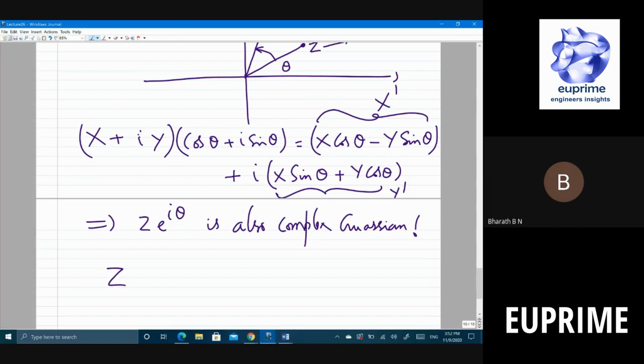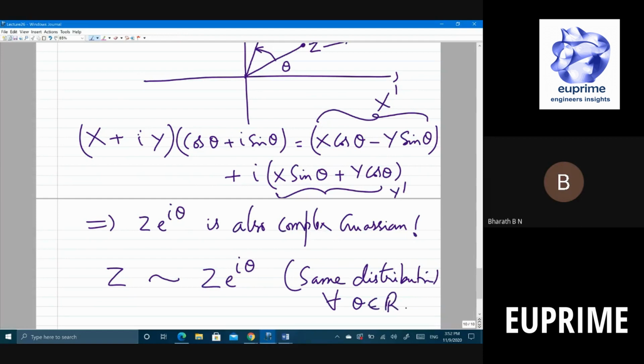Now, what do you mean by circular symmetry? If you have Z, of course, I know that it's complex Gaussian. Z e power i theta is also complex Gaussian. If both the distributions turn out to be the same, then we say that this is circularly symmetric complex Gaussian. And this should happen for all theta. If you take any theta in R, this should be true. That means you rotate by any degree, doesn't matter. The resulting complex random variable will have the same distribution as Z. Then we say that it is circularly symmetric. Is that fine?